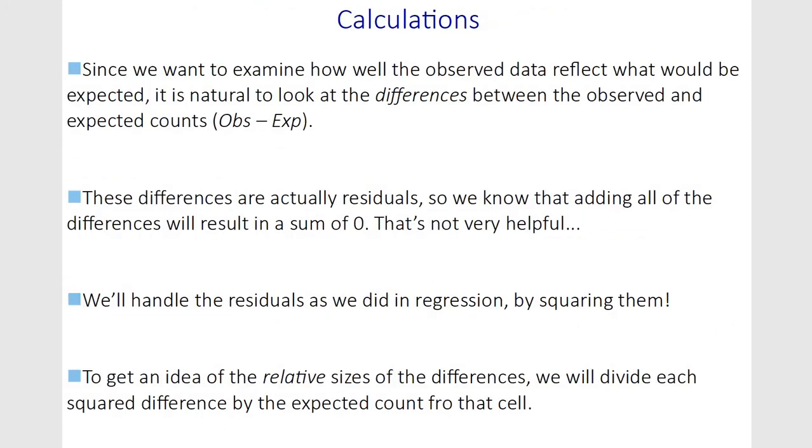So how do we do it? Well, we have our observations. So think about those Fortune 400 executives. We have their distribution, and that's the observed. And then we want to compare it to what you would expect. So you're looking at differences. Okay, and just like with residuals, the sum would just be 0 if we add them all up. So we square them. To get an idea of the relative sizes of the differences, we will divide each squared difference by the expected count for that cell.